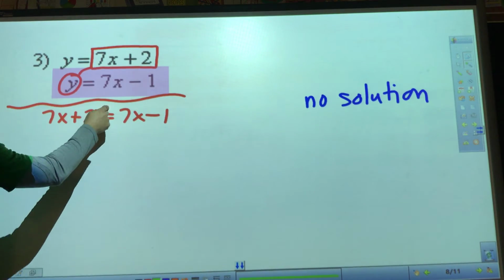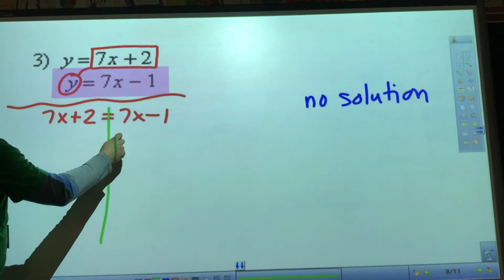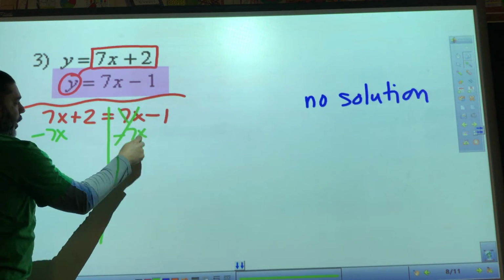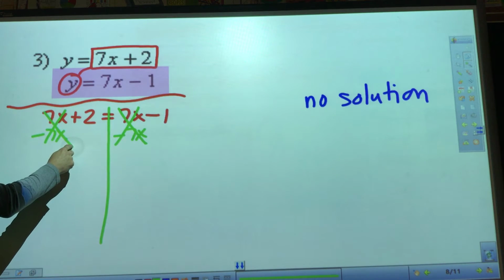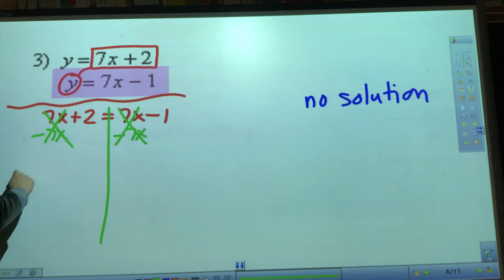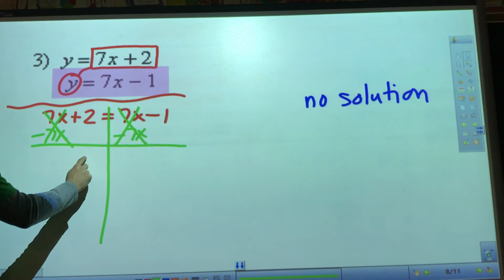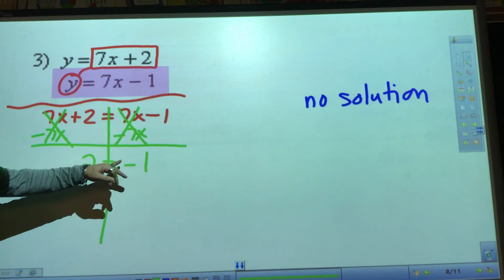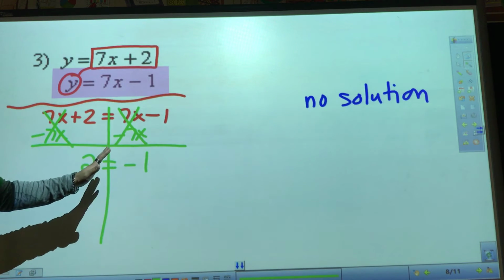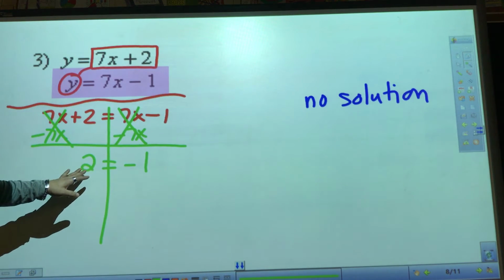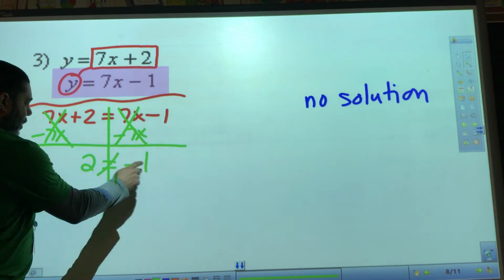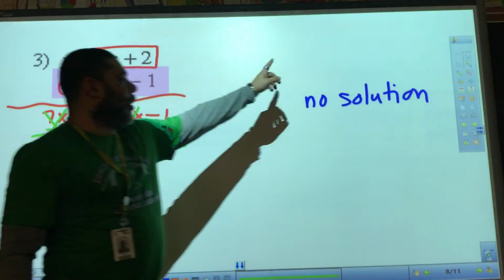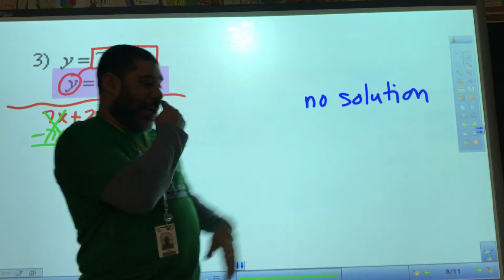And now, I can solve my equation. Watch what happens here. Minus 7x on both sides. What's crazy is both of these zero out. They're both gone. So when I look at these numbers, does 2 equal negative 1? Well, I hope you're not saying yes. 2 does not equal. These are not the same. Okay, so since these don't equal, that's what's telling me to go ahead and write no solution.